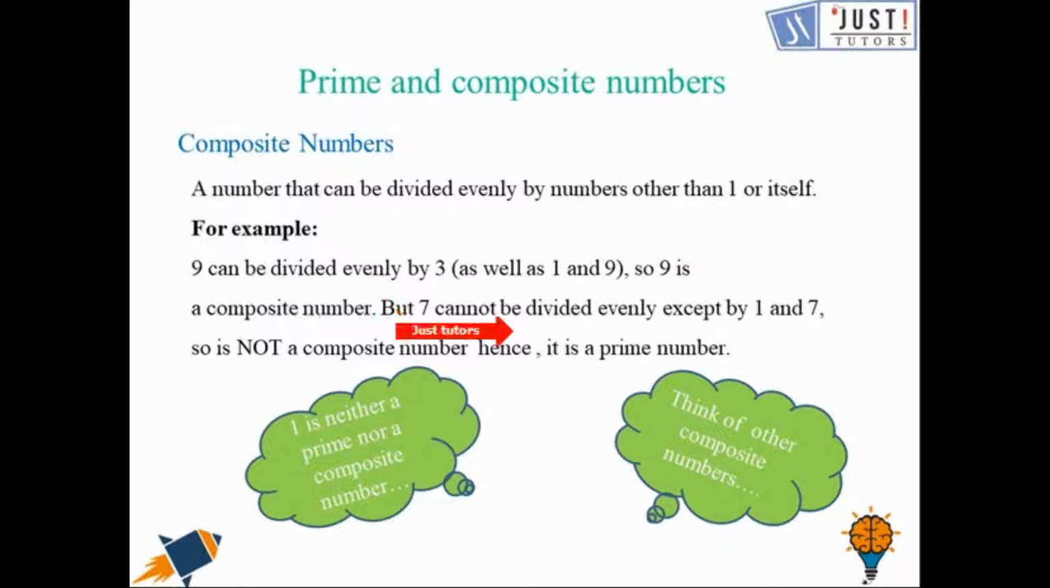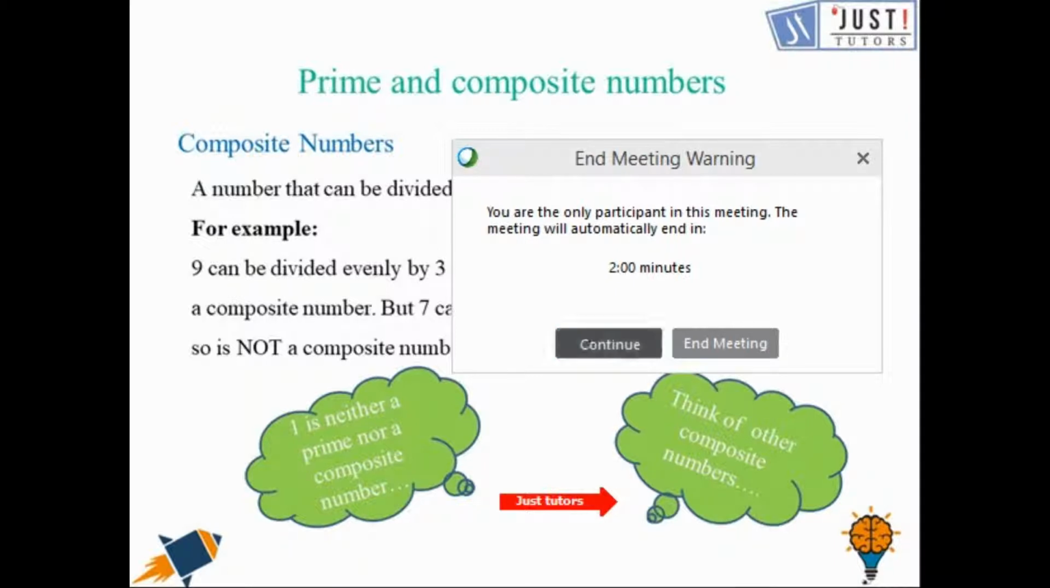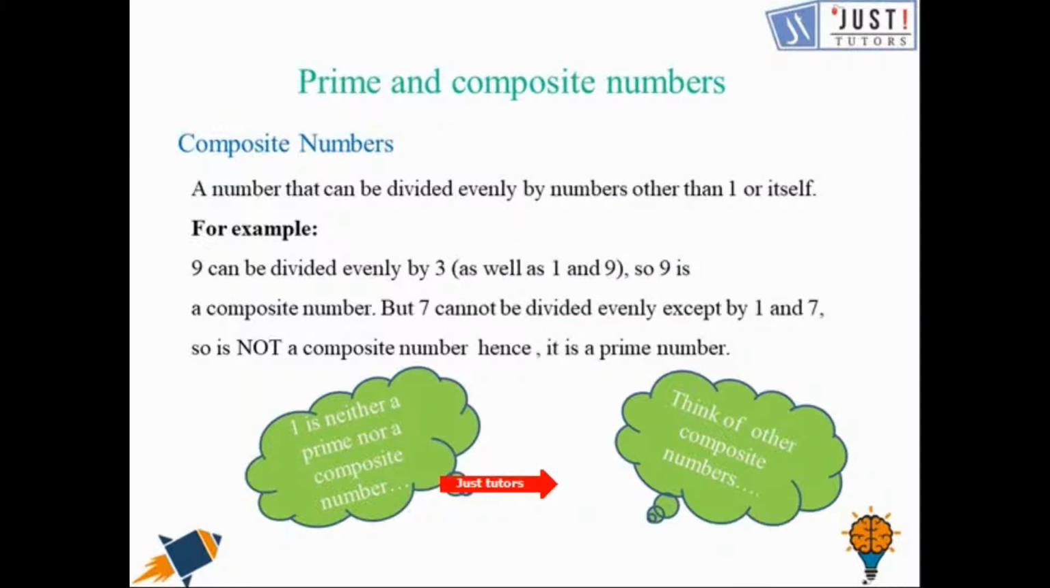But if I think of the number 7, it can just be divided by 1 and 7. So there is no other number which can divide 7 evenly, and that's why 7 is not a composite number, it's a prime number.